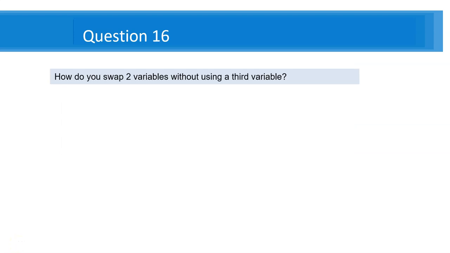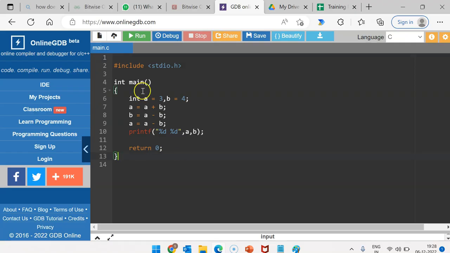So, a very popular interview question: how do you swap two variables without using a third variable? There are two approaches to this, so let's look at both of them. We'll get on to online GDB to discuss the answer. So let's get with the answer.